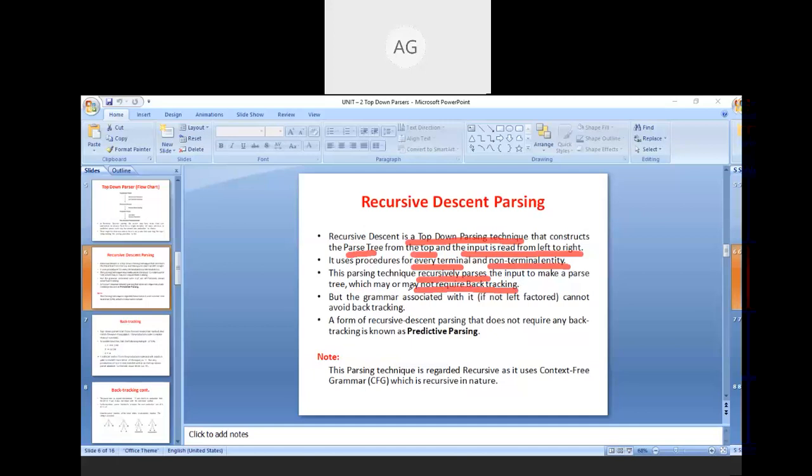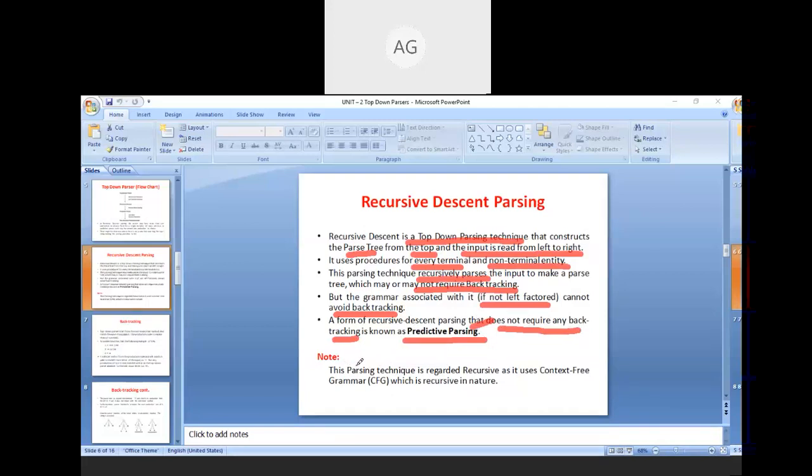As we see in the diagram, after recursive descent, the parser may be in the backtracking mode, or it can be in the non-backtracking mode. But the grammar associated with it, if not left factored, cannot avoid backtracking. So if a grammar is not left factored, then it is a backtracking form of grammar. A form of recursive descent parsing that does not require any backtracking is known as predictive parsing. So basically, in top-down parsers, the important topics are predictive parsing and the LL grammars.